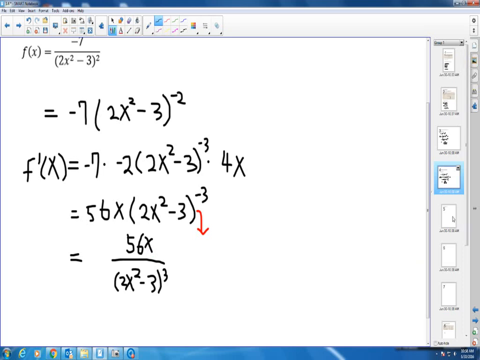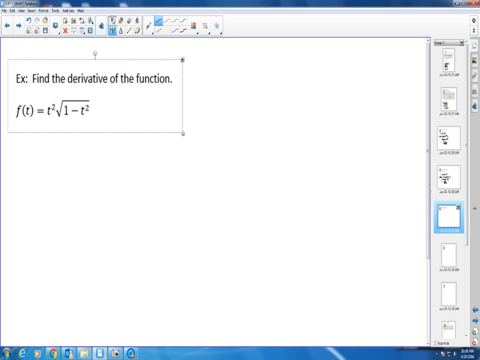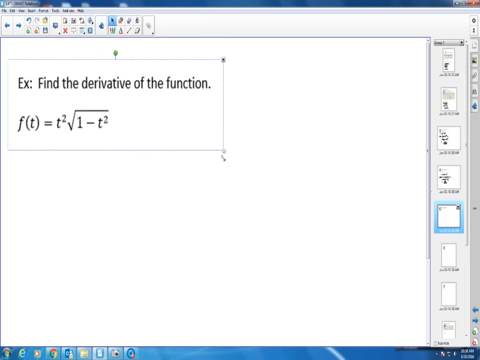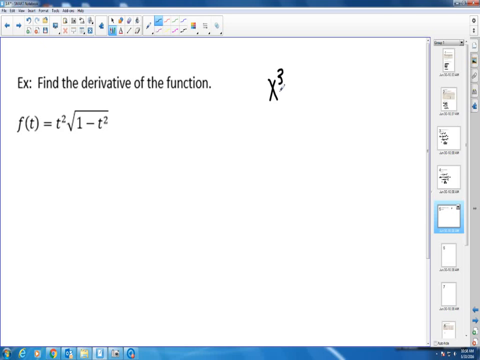Alright, the next example is a little bit tough. So before I do this one, I'm going to show you something about factoring that we've rarely done. If I have maybe x to the third plus x to the fourth power, if I want to factor this polynomial, I know I can factor out x to the third. If I factor out x to the third, what would be left is 1 plus x.